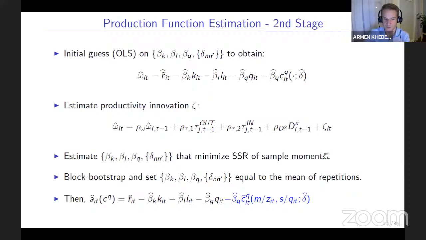So basically what we're going to do, we're going to estimate the parameters of the production function, including the ones of our input cost function, that minimize the sum of squared residuals of the sample moments. Because we're estimating in two stages, we need to block bootstrap, and then we will set the parameters to be equal to the mean of the repetitions. Finally, once we have those, we can then provide the productivity estimate as the difference between the observed deflated revenues and the ones predicted by those parameters.